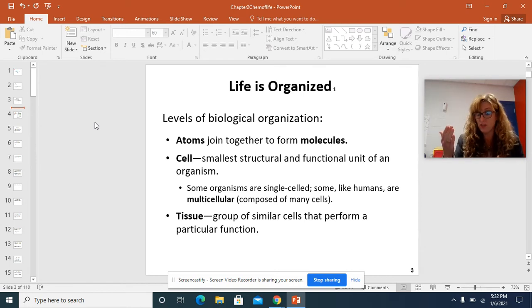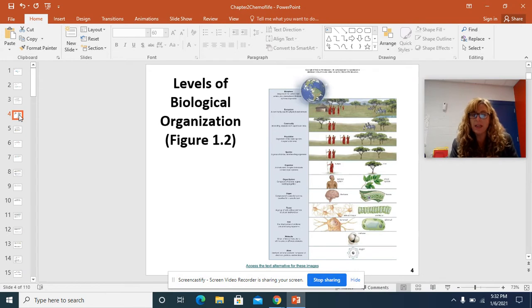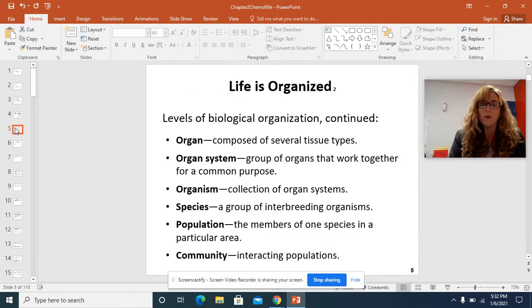Then cells build into tissues. Tissues are groups of cells that perform specific functions. This slide is just showing you the levels of biological organization, and we're not going to talk about it because you can read it. After tissues, you go to organs, and we will be studying those organs as we move into our body basics later in the semester. Then you have organ systems, which are groups of organs that work together.